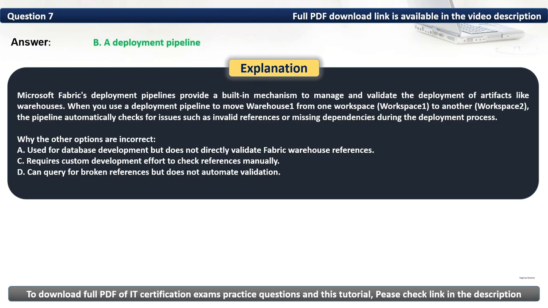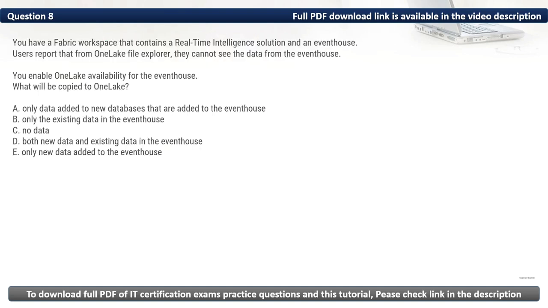Microsoft Fabric's deployment pipelines provide a built-in mechanism to manage and validate the deployment of artifacts like warehouses. When you use a deployment pipeline to move warehouse 1 from one workspace to another, the pipeline automatically checks for issues such as invalid references or missing dependencies during the deployment process. Question 8. You have a Fabric workspace that contains a real-time intelligence solution and an event house.